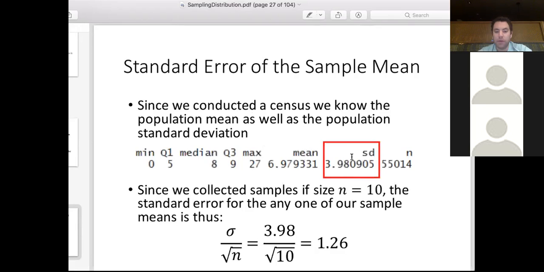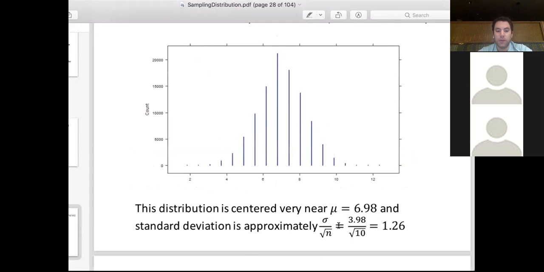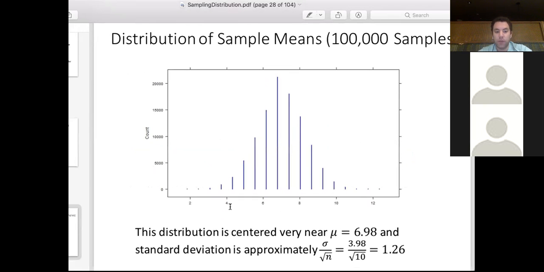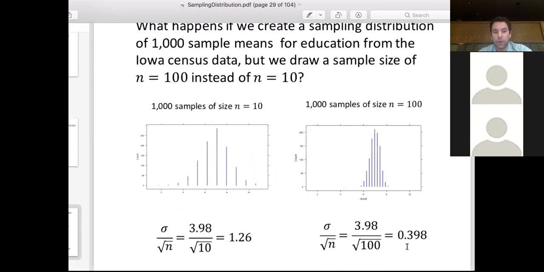Here we have a standard deviation. We're just going to fill it into our numerator. On the bottom, we have a sample size of 10. So we calculate a standard error of the mean of 1.26. So to describe this distribution, we could say the distribution is centered near the mu of 6.98, and the standard deviation is approximately 1.26, which is the standard error of the mean. So that's the way we describe that distribution.